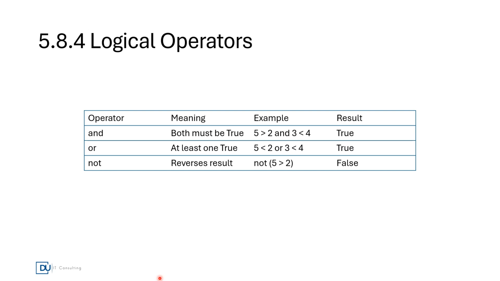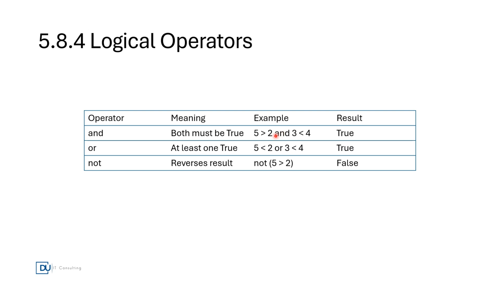We saw relational operators earlier. Now we are looking at logical operators. The logical operators combine two or more relational operators together. For example, 5 greater than 2 is one relational operator. 3 less than 4 is another relational operator. And then we combine these two operators using an AND operator.